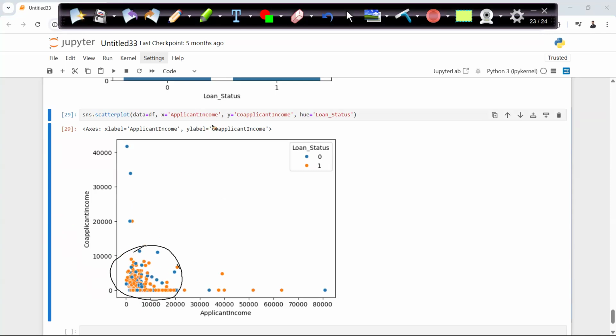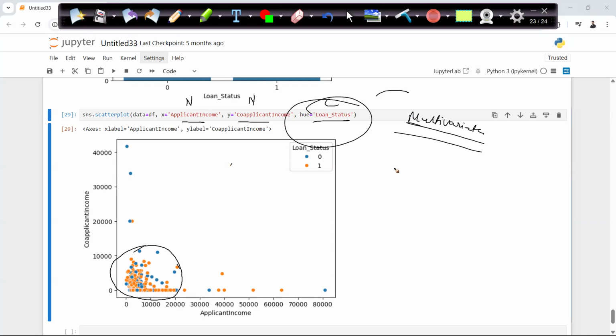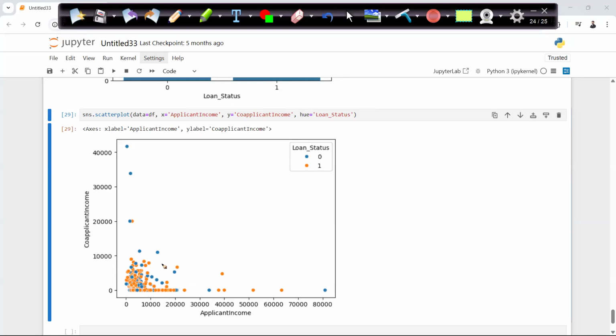And one more thing I want to highlight here is that one numerical I took, second numerical I took, and one categorical also I took. This is my multivariate analysis because I am taking 3 or more than 3 variables, right? So when I introduced the loan status in the color, automatically from bivariate, it became multivariate. Now, why I am saying that this is not making any sense? Let's try to understand this.